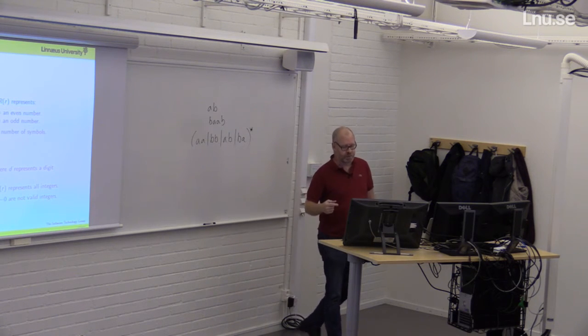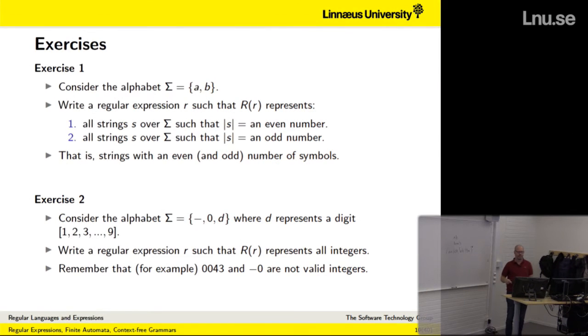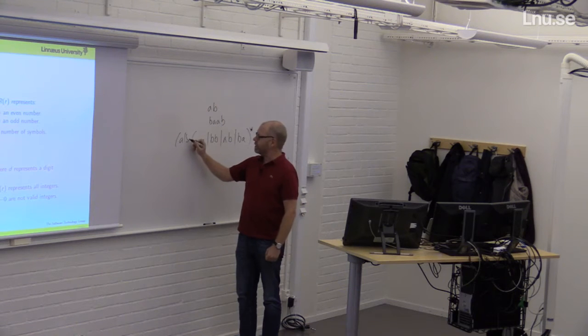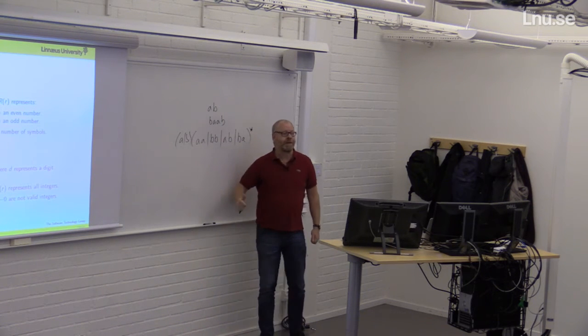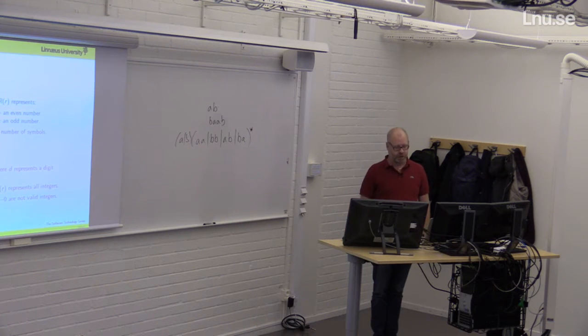Odd number. Well, if you know the even number, an odd number of symbols is just A and B followed by an even number of symbols like this. Okay, that was the warming up.